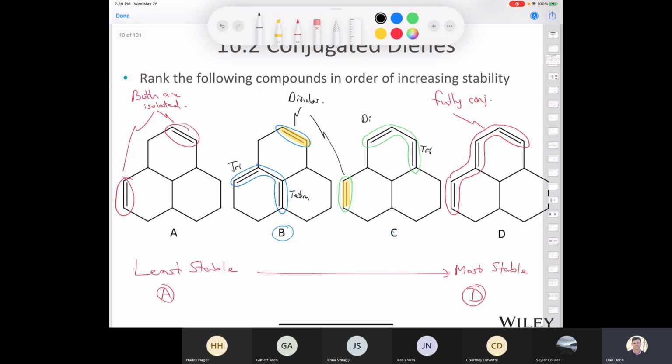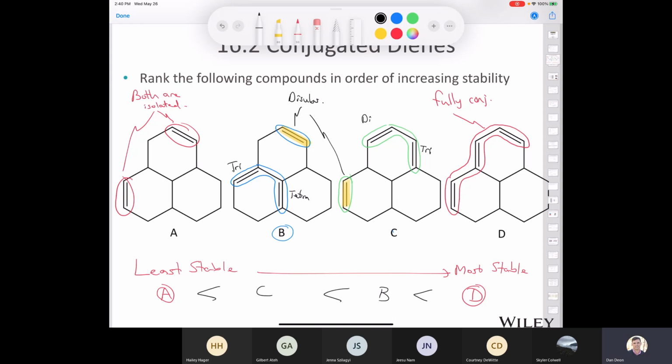Now remember from Organic Chemistry 1 that the more substitution we have in a double bond, the more stable it is. So since B has more substitution on the two double bonds, B is going to be more stable, and then C will be in between B and A. So D is the most stable, B is the second most, C is the third most, and A is the least stable of all.